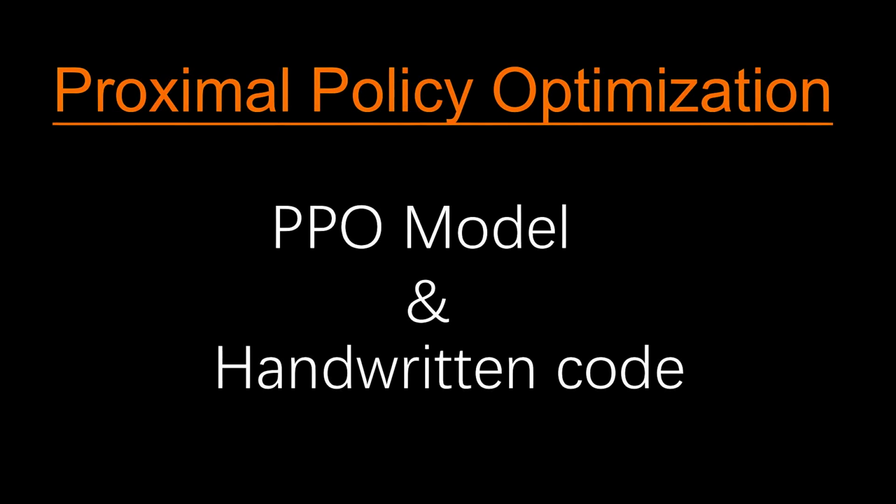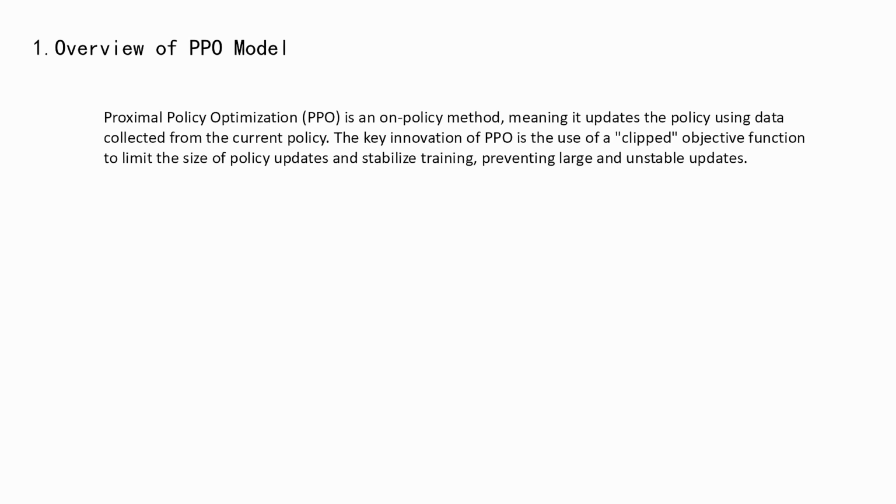This section explains the Proximal Policy Optimization (PPO) model and code implementation. Let's first look at the PPO model overview. Proximal Policy Optimization is an on-policy method, meaning it updates the policy using data collected from the current policy. The key innovation of PPO is the use of a clipped objective function to limit the size of policy updates and stabilize training, preventing large and unstable updates.